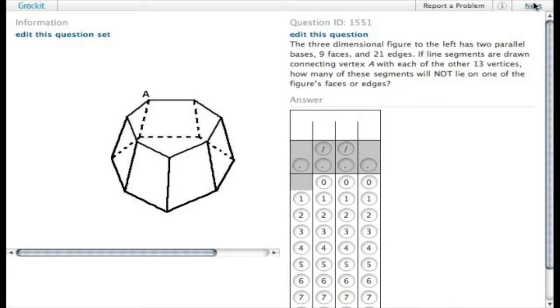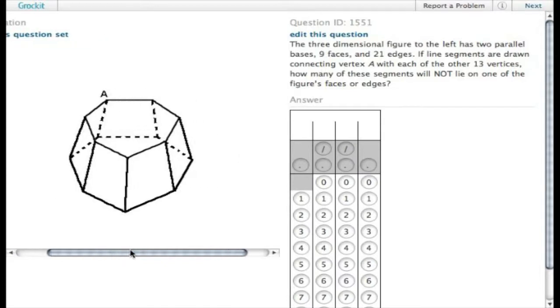The three-dimensional figure to the left has two parallel bases, 9 faces and 21 edges. If the line segments are drawn connecting vertex A with each of the other 13 vertices, how many of these segments will not lie on one of the figure's faces or edges?